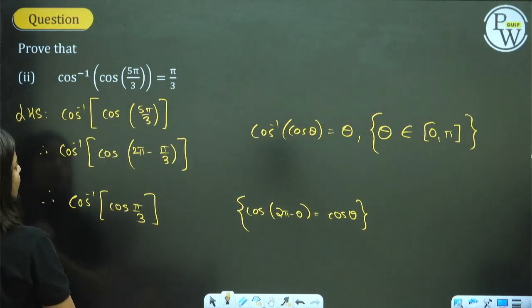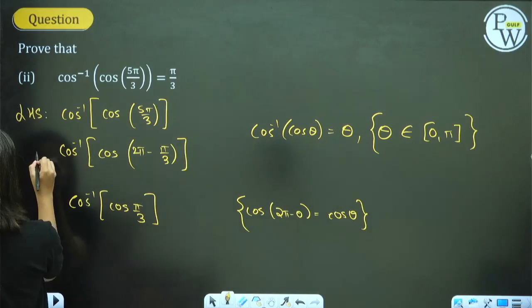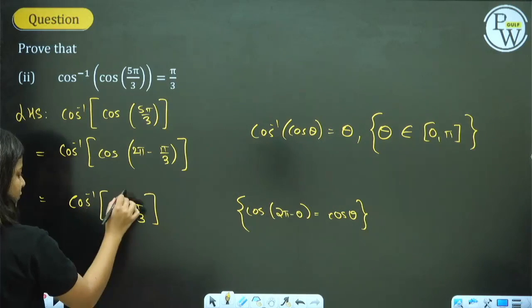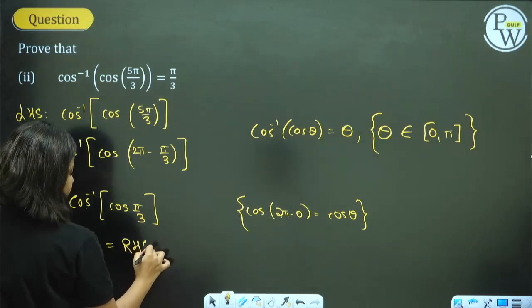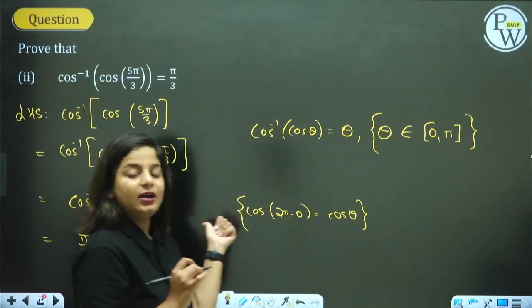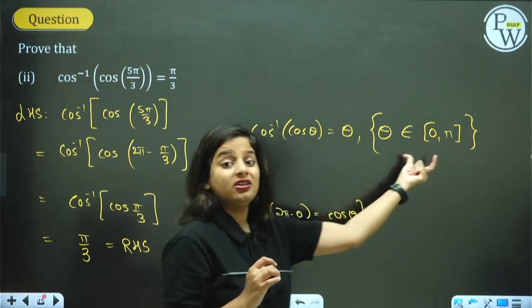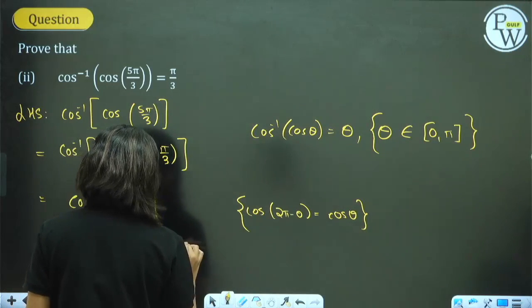Can I remove the cos now? Whenever it's LHS, equal to can be taken. Cos inverse cancel, it's equal to pi by 3. That's RHS. Why does cos inverse cancel? Because pi by 3 belongs to the PVB. So please write down the reason.